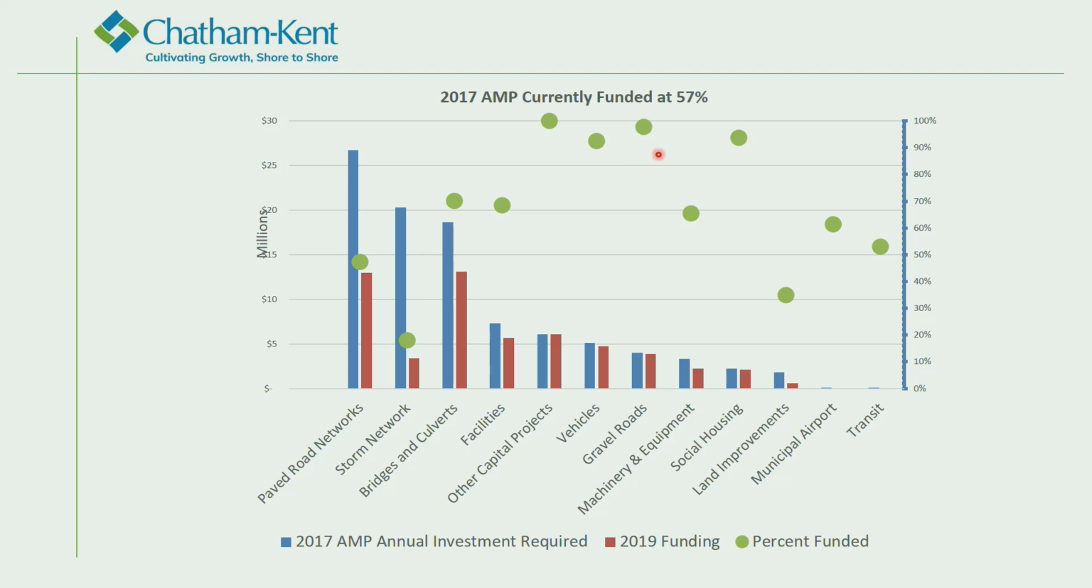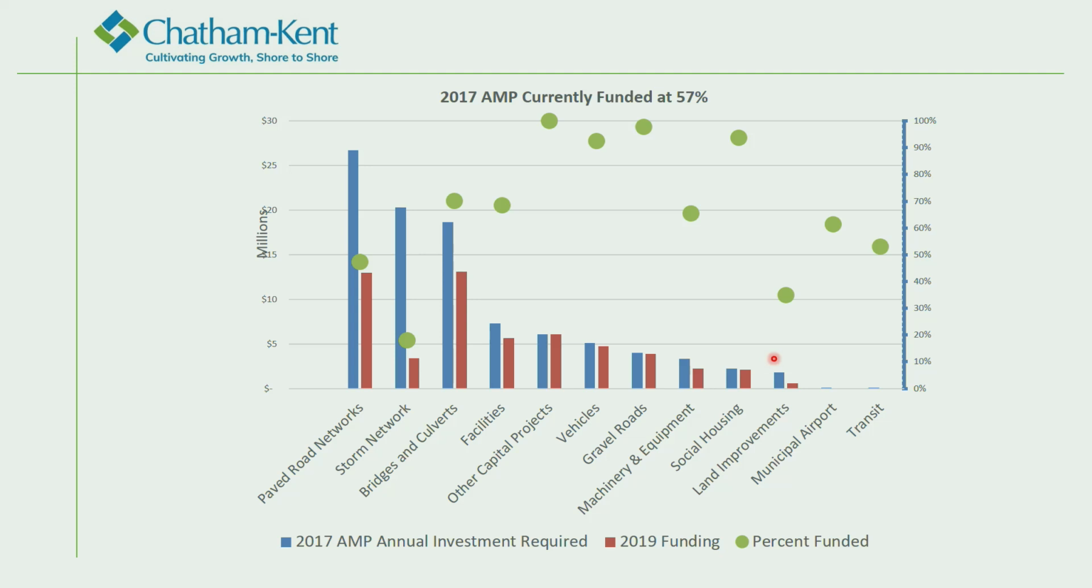Our gravel roads, that's council's motion in last year's budget, moved that to almost 100% funded. It was down around 75 to 80% prior to that. We're in pretty good shape for machinery, equipment, and housing services. Land improvements, you might wonder what that is. That's all your parkland and all the infrastructure in the parks.